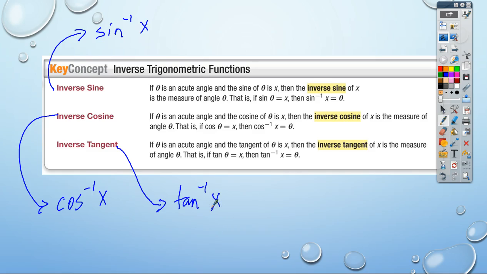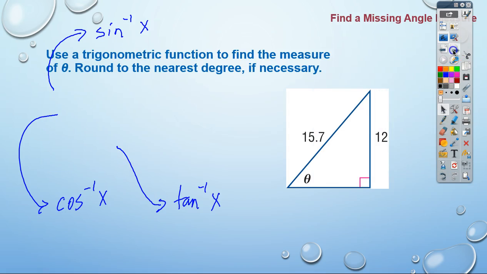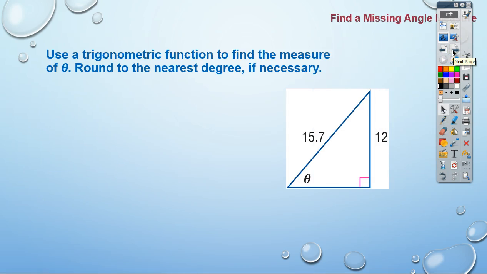All right. So now that we have that down, let's talk about how do we actually use these things. So it says here, use trigonometric ratios, functions, to define the measure of theta, round to the nearest degree. So when they ask you to find the measure of theta, this is your key point here to know that, hey, I need to use inverse trig because I need to find the measure of theta.